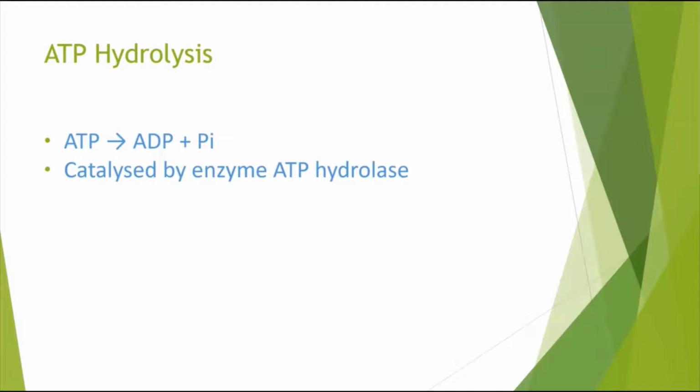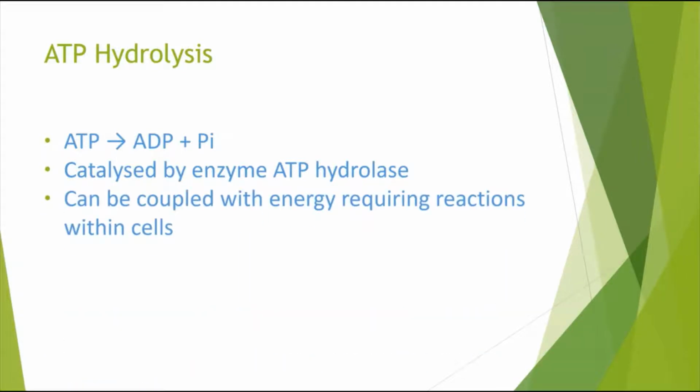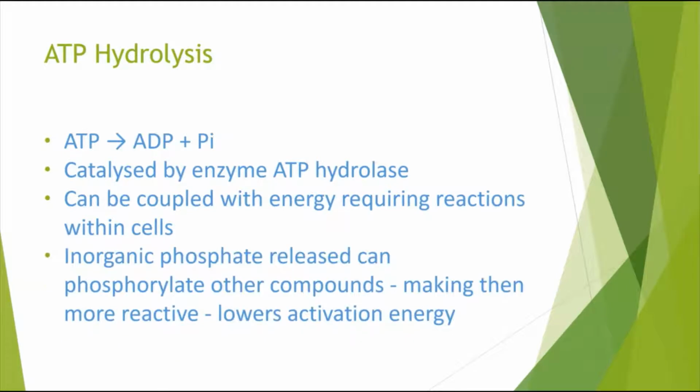The ATP hydrolase would make this reaction go faster, and this reaction can be coupled with energy requiring reactions within cells. So this reaction happens with other reactions within the cells, and the inorganic phosphate released, the Pi released, can phosphorylate other compounds. What this means is it's making them more reactive, so it would lower the activation energy. What this means is that it would cause the reactions to occur faster.